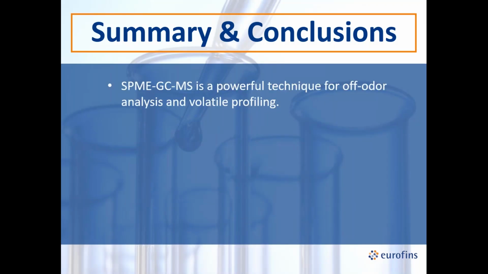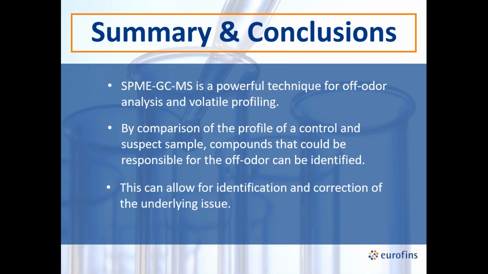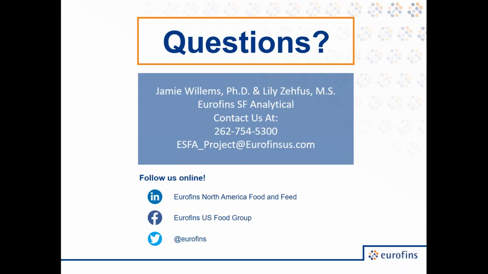So in summary, SPME-GC-MS is a powerful technique for off-odor analysis and volatile profiling. And by comparing the profile of a control and suspect sample, we can identify compounds that could be responsible for the off-odor. And then we can use these identifications to correct or find the underlying issue. So thank you very much for listening today, and we'd be happy to take questions at this time.